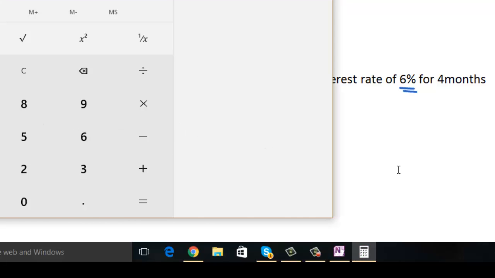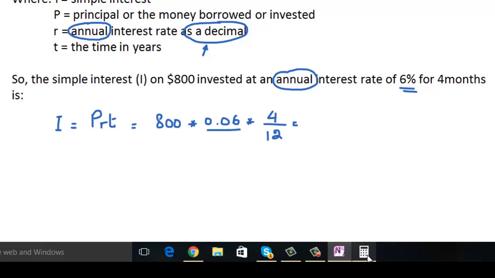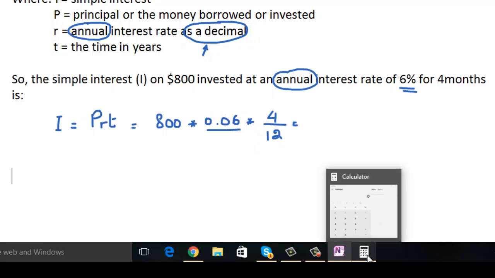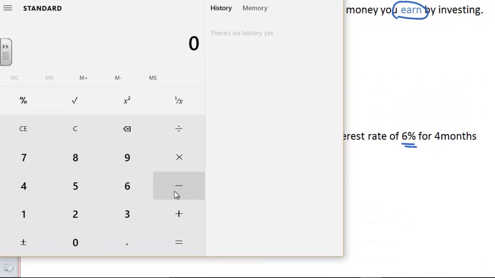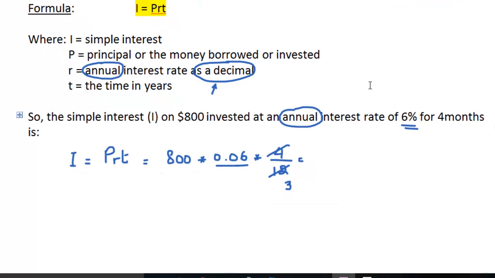So I have, as we said at the beginning, 800 times 0.06 times 4 over 12. From here, instead of doing too much calculation with the calculator, I can simplify 4 over 12 to 1 over 3. So 800 times 0.06 divided by 3. So 800 times 0.06, whatever I have, I divide by 3, equals $16. So someone will ask me, this $16, what does this mean? This is what I will gain after 4 months.